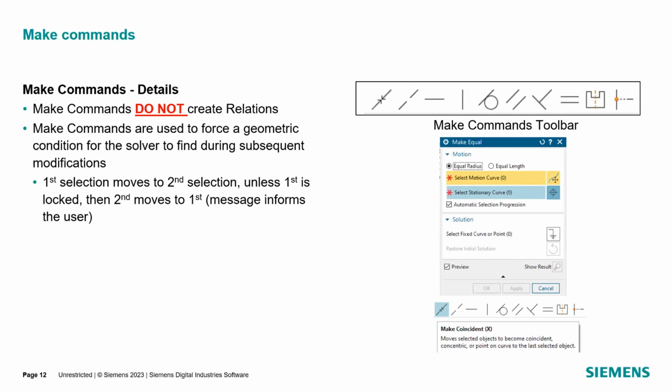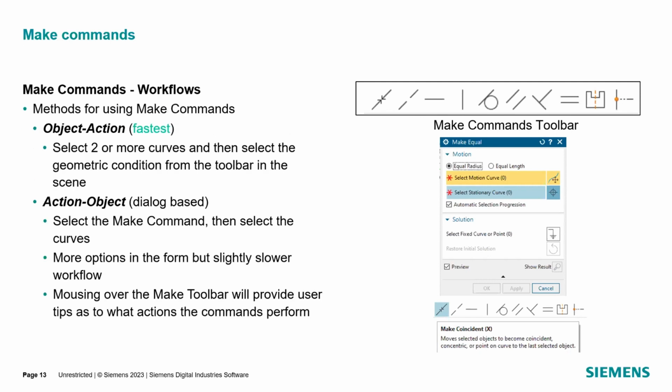So the big thing here is, if you select something, the first object that you select, that's what's going to move, okay? And then the second object is what it's going to keep stationary and adjust to. So as you go through it, you might think, oh, well, I want this to be tangent. I'm going to pick the line and then the circle. Well, if you do it the other way around, the line will stay stationary and the circle will move, or the fillet will move.